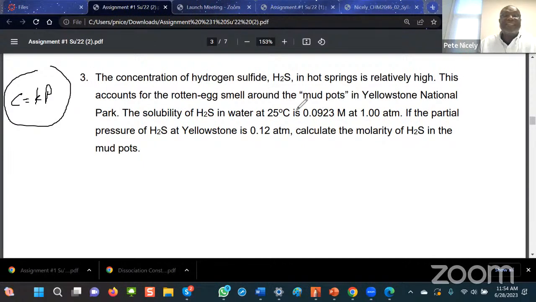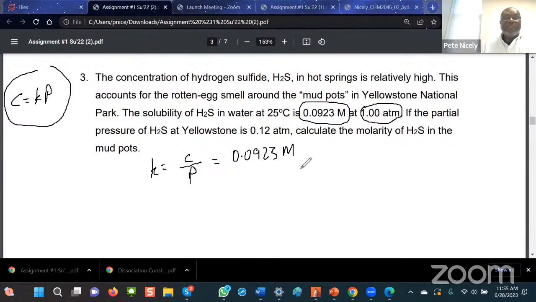This is the equation that you'll be working with. The question gives you the initial pressure and the initial concentration, so we can find out what K is. K is equal to C divided by P, which is 0.0923 M divided by 1.00 atmospheres. That means K is equal to 0.0923 M per atmosphere.